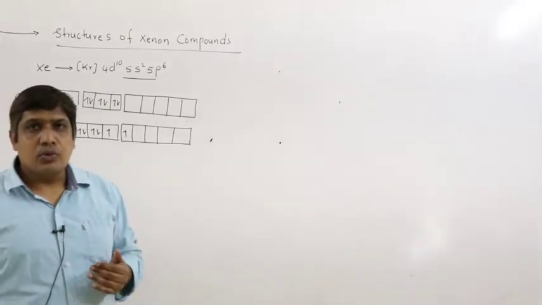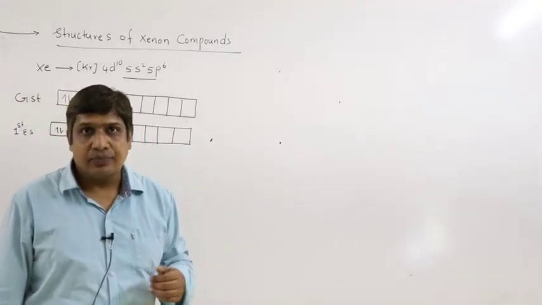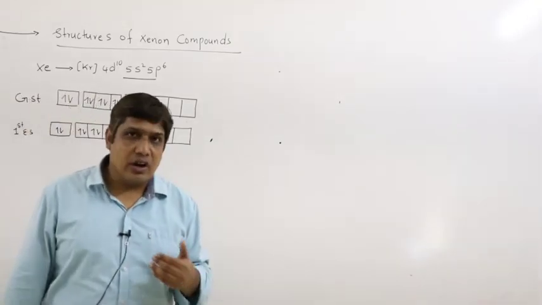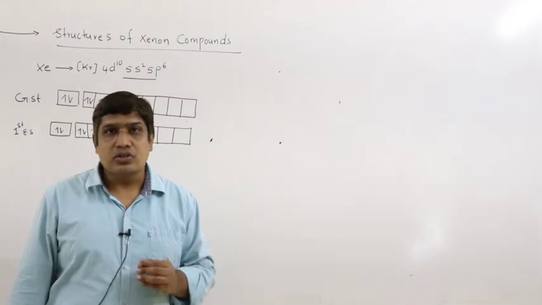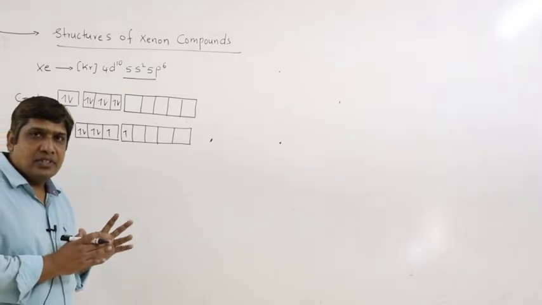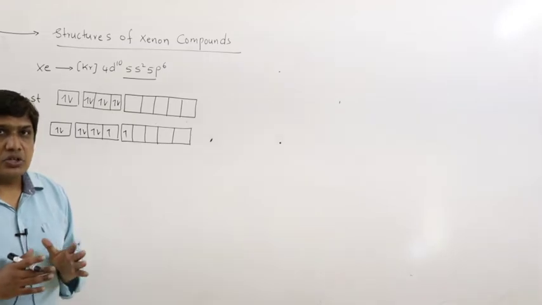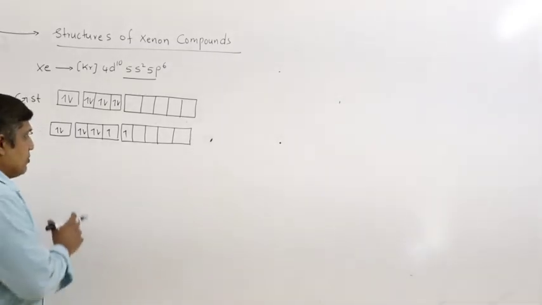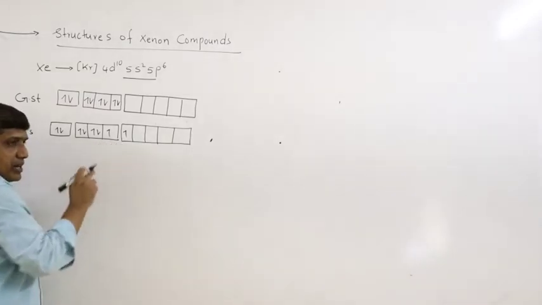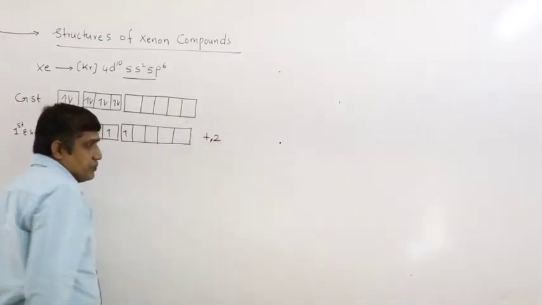Xenon combines mostly with fluorine and oxygen. Fluorine and oxygen are more electronegative than xenon. Therefore, when xenon forms compounds with fluorine or oxygen, xenon shows a positive oxidation state. So oxidizing agents combine with xenon and form xenon compounds. Xenon shows a positive oxidation state because it is less electronegative compared to oxygen and fluorine. Here it has two unpaired electrons. If it loses these two unpaired electrons, the possible oxidation state is +2.